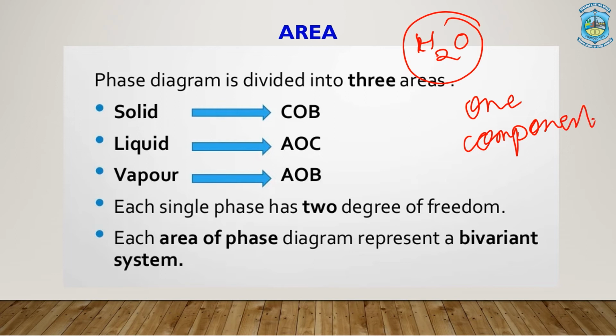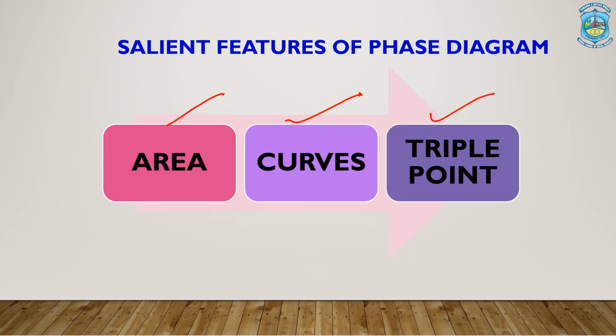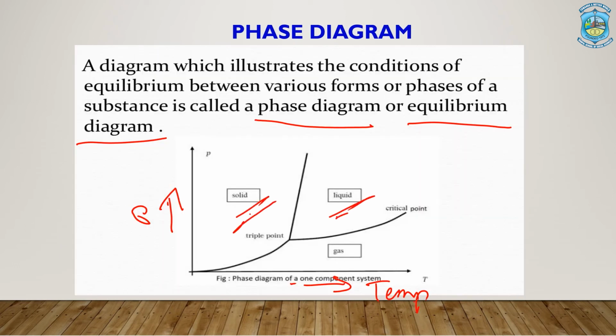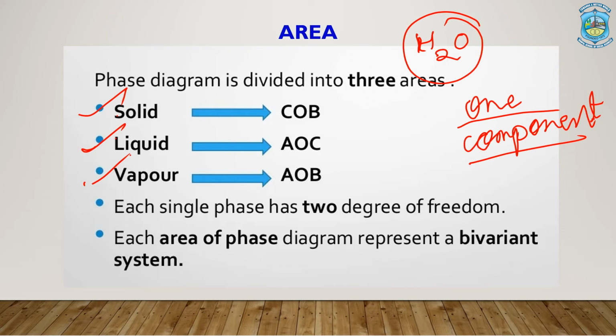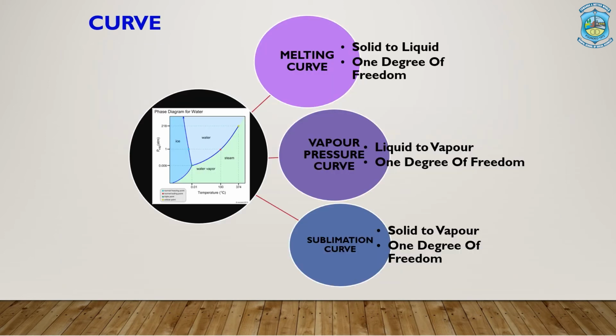In the water system, or the one-component system, water appears in three states: solid, liquid and vapor, and they are shown as three areas: solid, liquid and gas. These are the three areas of that particular phase diagram. Also, there will be three different curves, and each curve is named depending on the process occurring. For example, when a solid gets converted into liquid, the process is known as melting.